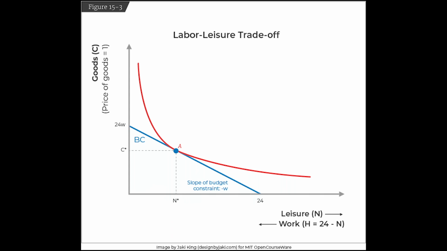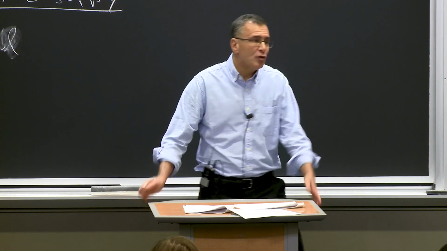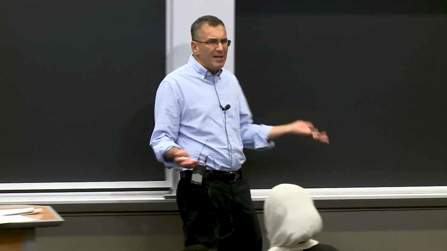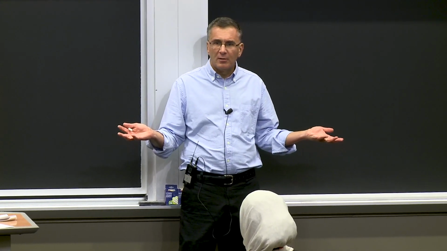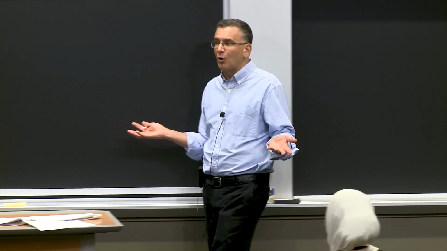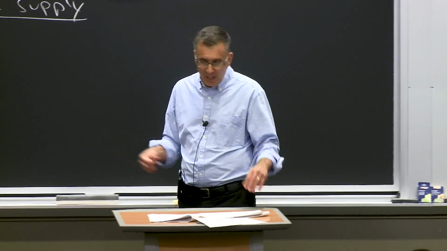Having done that, we know what to do. We get an optimum, which is the tangency between the indifference curve and the budget constraint, and we're done. You choose little l star hours of leisure, which means you choose 24 minus little l star hours of work. So you sat down and made the decision: how much do I want to eat versus how much do I want to watch TV? You make that trade-off, and that determines how hard you work.